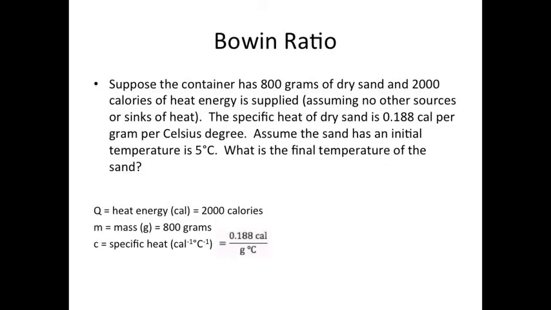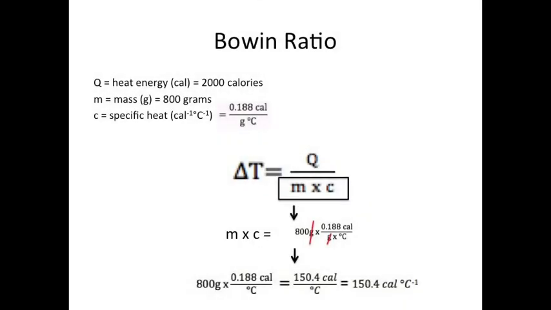First, when attempting one of these math problems, what you want to do is take out the variables. So in this case, Q, or the heat energy, is 2,000 calories. The mass is 800 grams, and C, the specific heat, is 0.188 calories over grams per degree Celsius. Let's plug our variables into the Bowen ratio. So to find the change in temperature, or delta T, it equals Q divided by M times C.